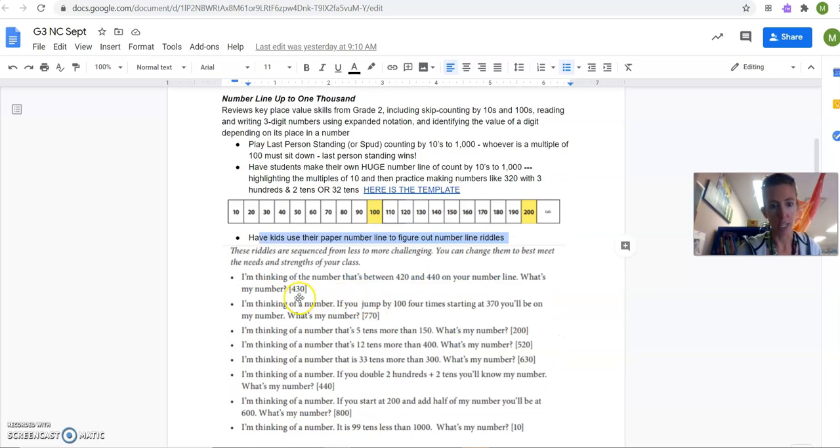So they could put a game marker. You give each kid just a game marker, and then you give them these riddles, and they try and figure out what's that mystery number.